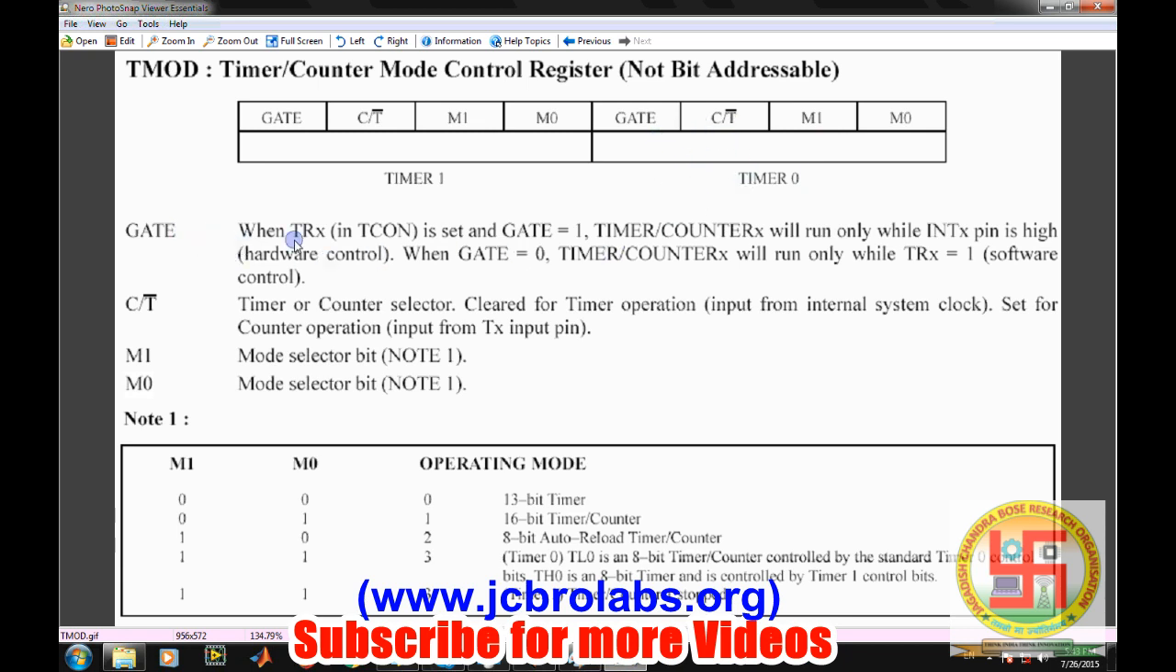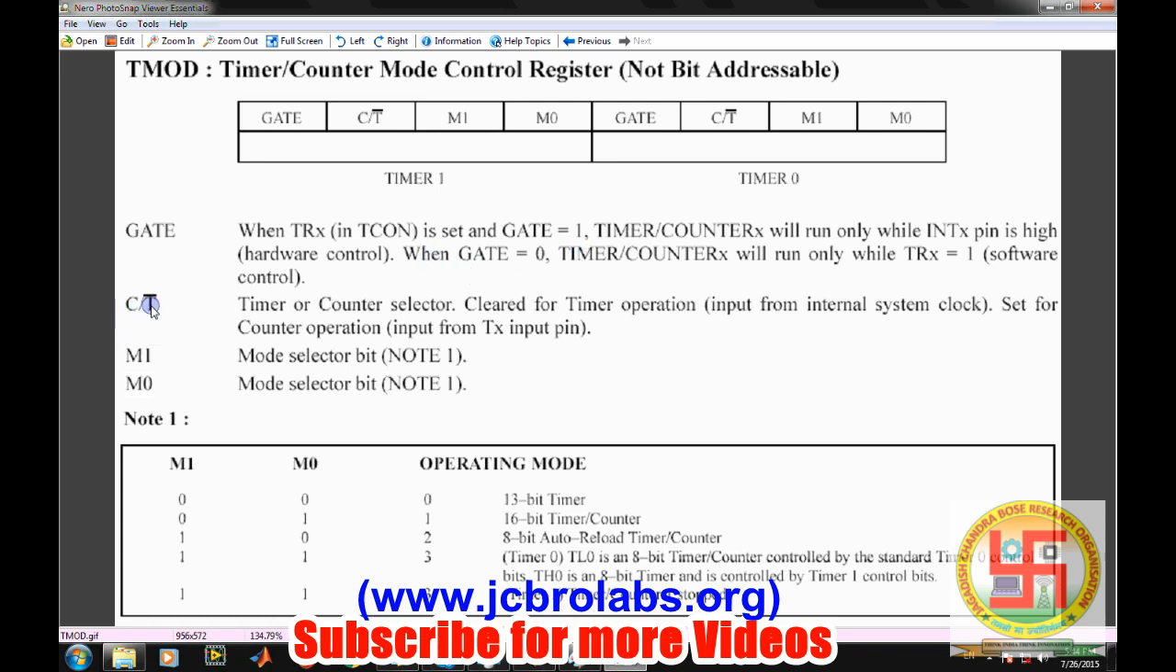The GATE bit is used to start the timers by hardware means. Once we have put the values into TL0 and TH0, the timer needs to be started to begin counting. If we want to start it through hardware, the GATE bit needs to be 1. As soon as there is a high pulse at the INTx pin of the microcontroller, the timer is started; as soon as it goes low, the timer stops. Otherwise, if we want to start the timer through software, the GATE bit needs to be 0.